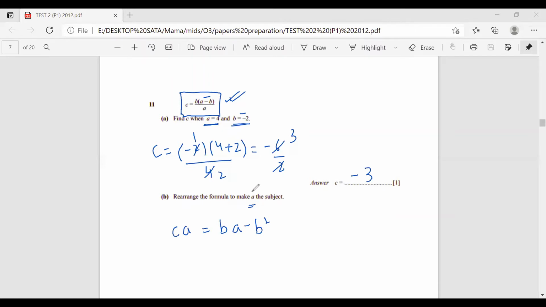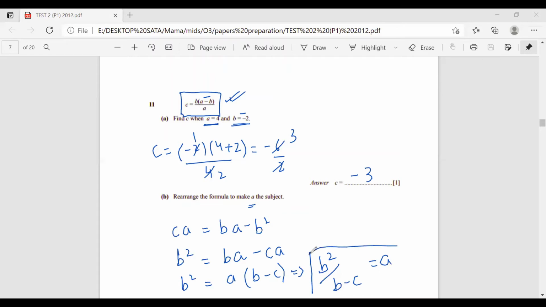To make A as a subject, just simply separate those terms which consist of A. That means B square you have to shift on the left hand side, BA will be at the same position, and CA will shift on the right hand side like this. Taking A common from both the terms, you will get B minus C. After that, just simply divide by B minus C, and you will get the answer B square upon B minus C.